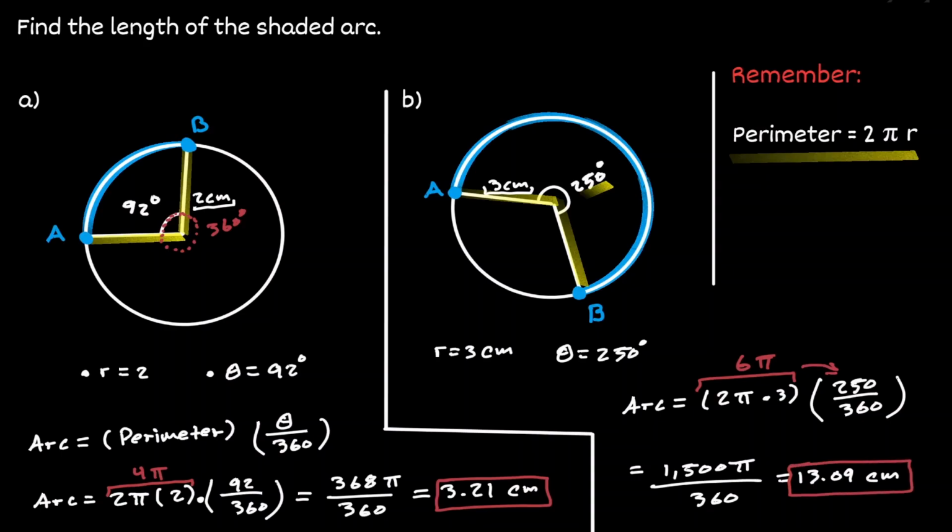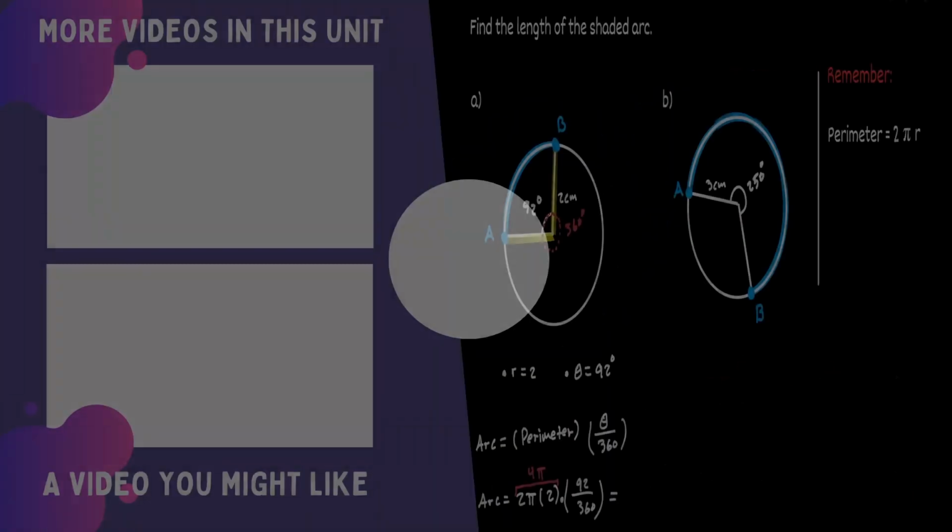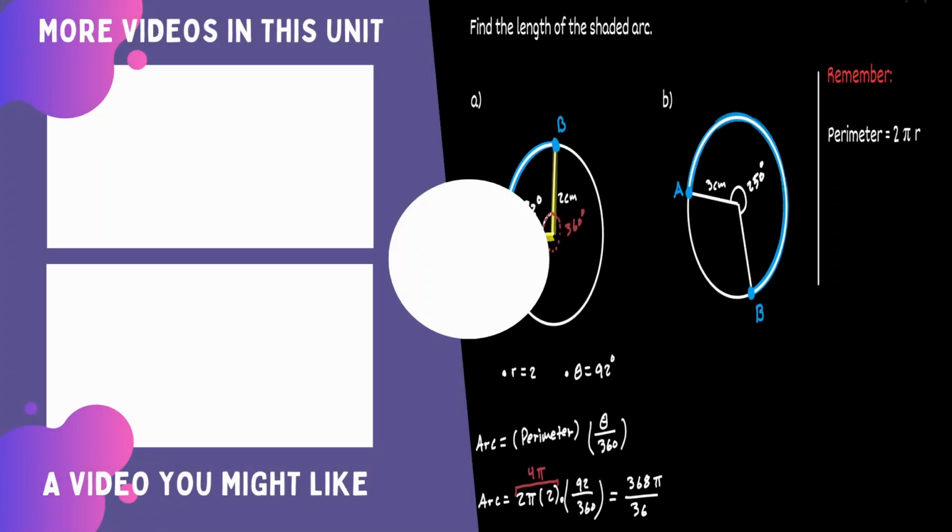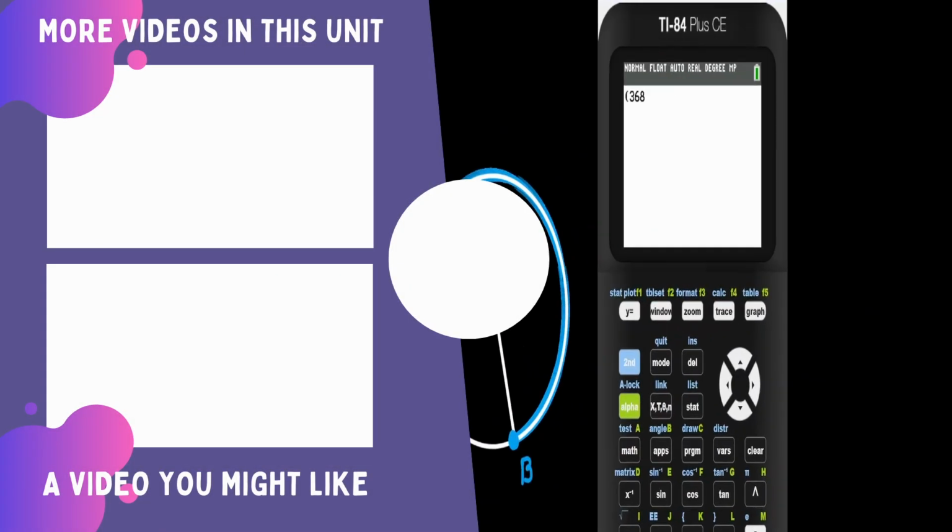So let's summarize. In our first example, if we were to measure the length of this arc, that would have been a total of 3.21 centimeters. And in our second example, if we were to measure the length of this arc, that would have been equivalent to 13.09 centimeters.